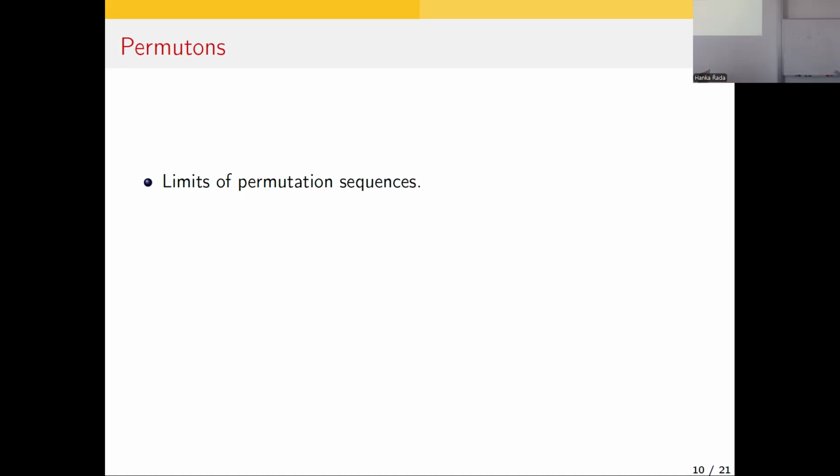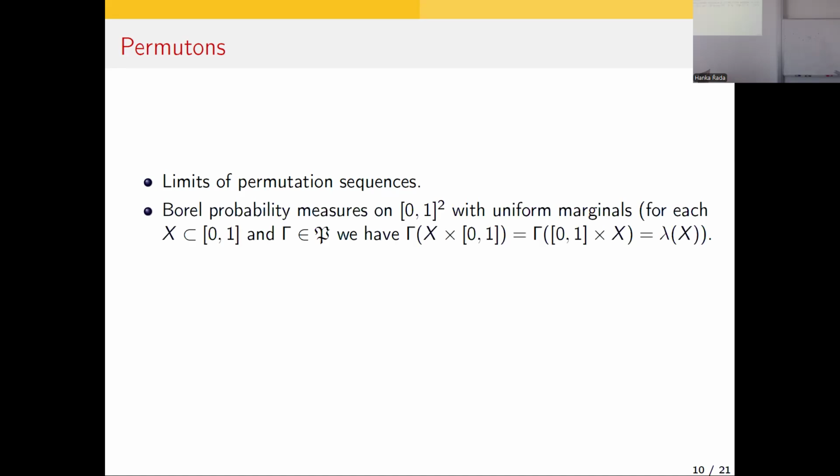So how do we investigate these processes? We do it via permutons, because if you take discrete structures, they are difficult to investigate. So we are looking at their limit objects, and limit objects for permutations are permutons. Permutons are limits of permutation sequences, and they are probability measures on a square which have uniform marginals.